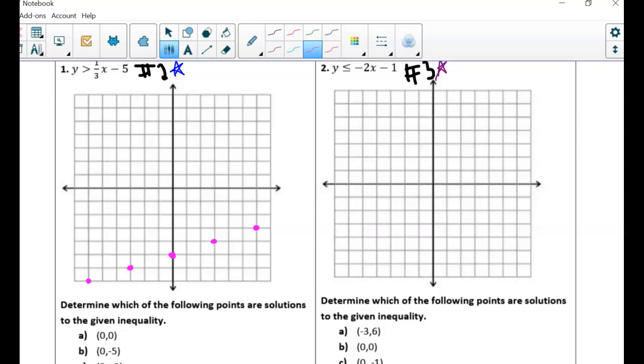This is a greater than symbol, so will this be a dashed or a solid line? Solid. No dash. And it'd be up, right? Shaded above, yeah. So this is going to be a dashed line, so you can either leave it like the dots and just draw arrows at the end, or you can add in little dashes in between dots.